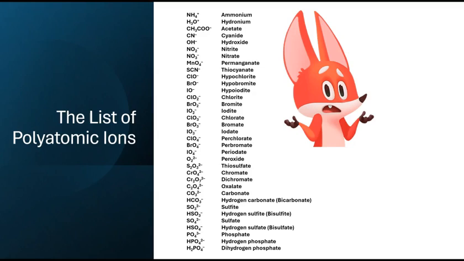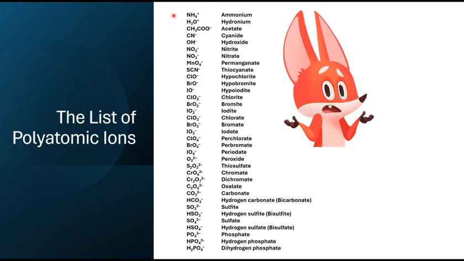The list of polyatomic ions. This is the list of polyatomic ions that you must memorize. You need to know what they are. Whenever you see a specific grouping of atoms with a charge, then we know it is a polyatomic ion, a many-atom charged species. For example, ammonium, NH4, has 1 nitrogen and 4 hydrogens, but it also has an overall positive charge, and that's how we know it's ammonium.